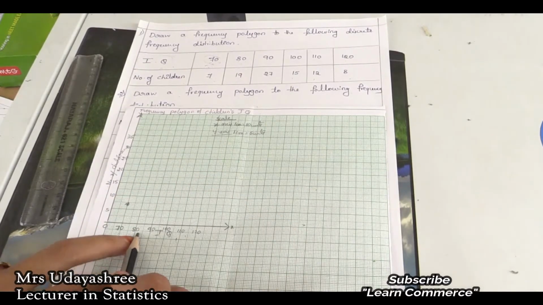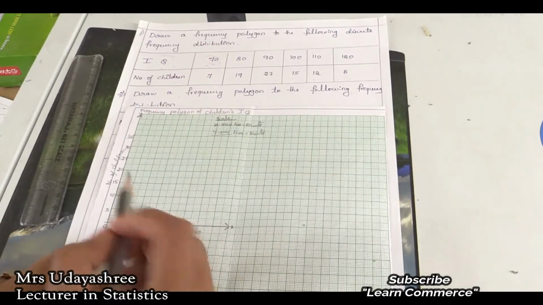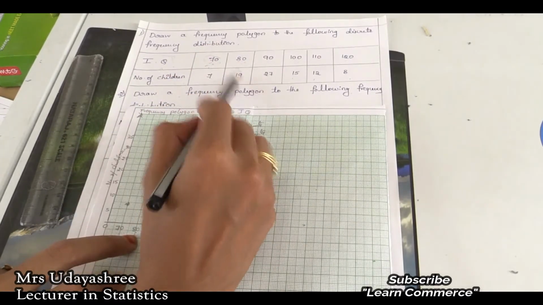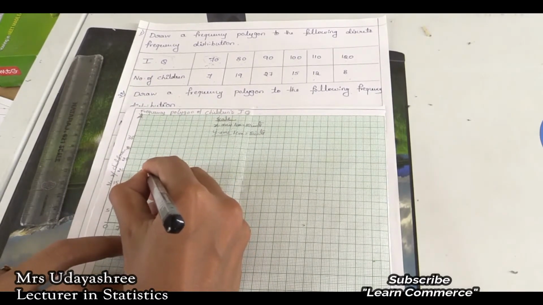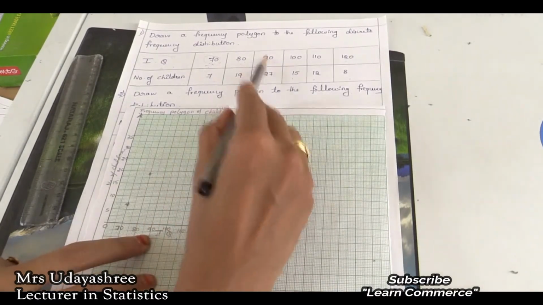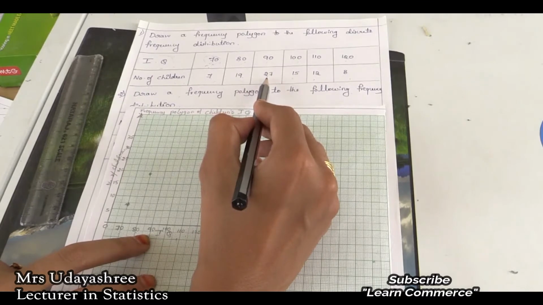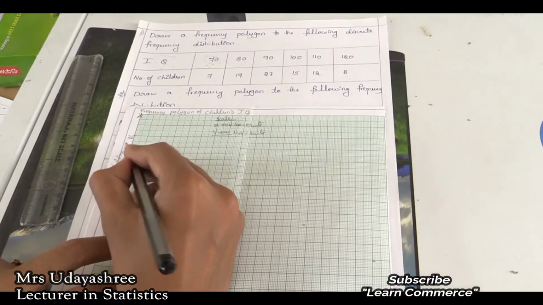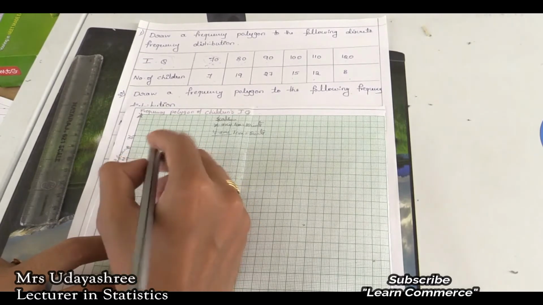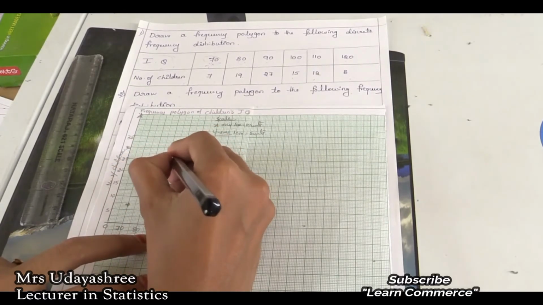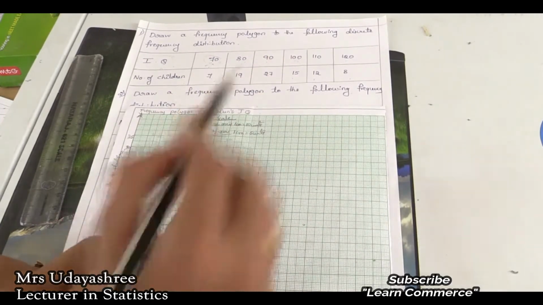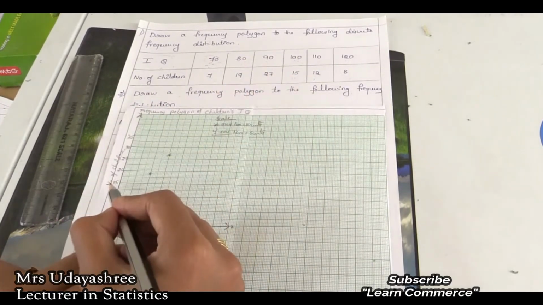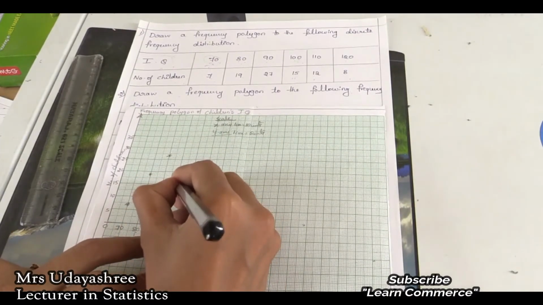Next class interval is 80, and the corresponding frequency is 19. 20 is here, so 19 comes here, and I will plot one point like this. Next class is 90, with corresponding frequency 27. 30 is here, so 27 comes here. Next class is 100, with corresponding frequency 15. So 15 is here, and we mark it like this.